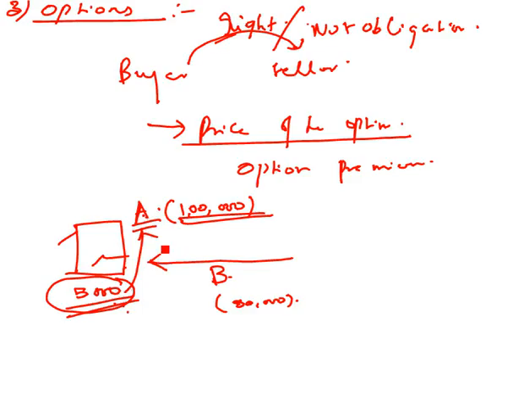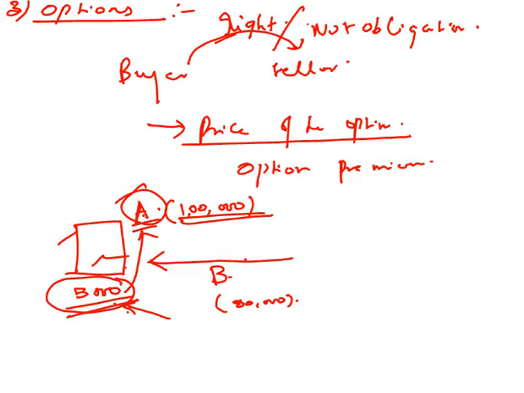Now after these 30 days, A can sell the land in the market or throw the land open to the market for sale. So this 5,000 is the option premium paid by B to A. The right to buy or sell is held by the option buyer, also called the option holder. The party granting the right is the option seller or the option writer.